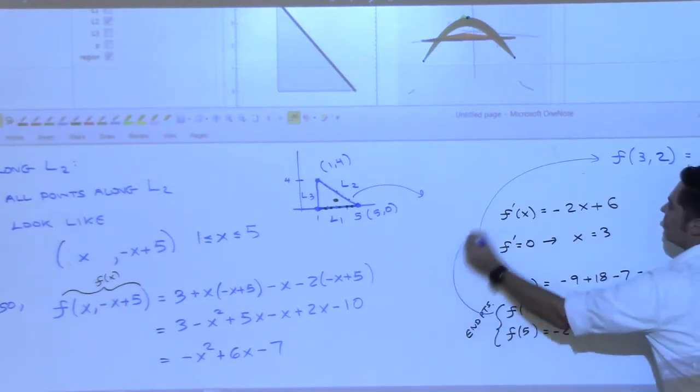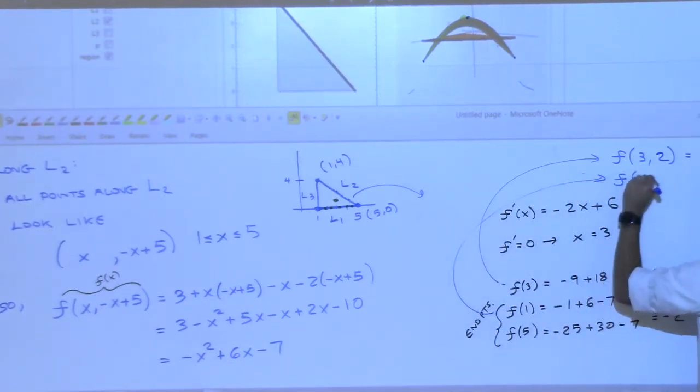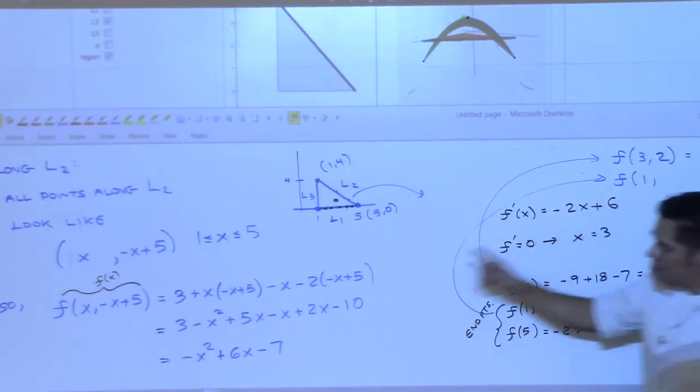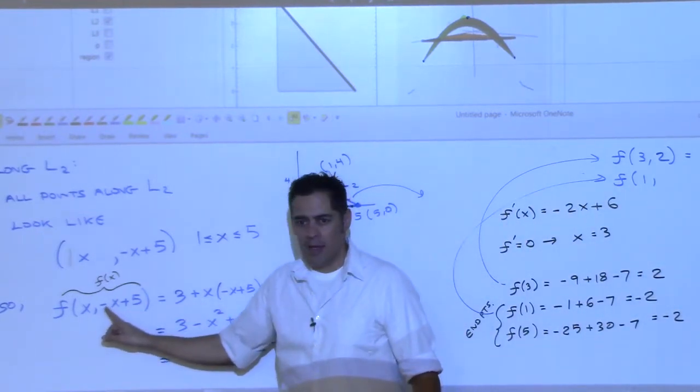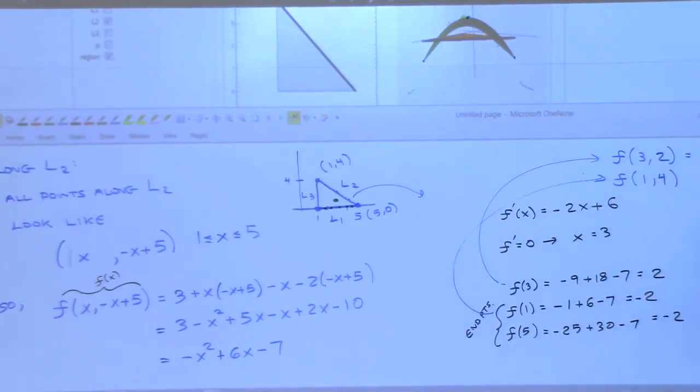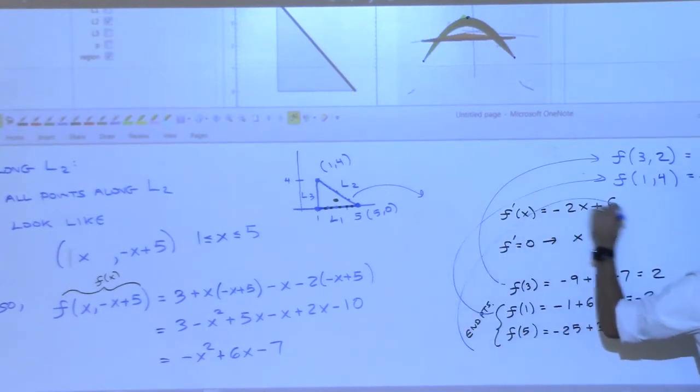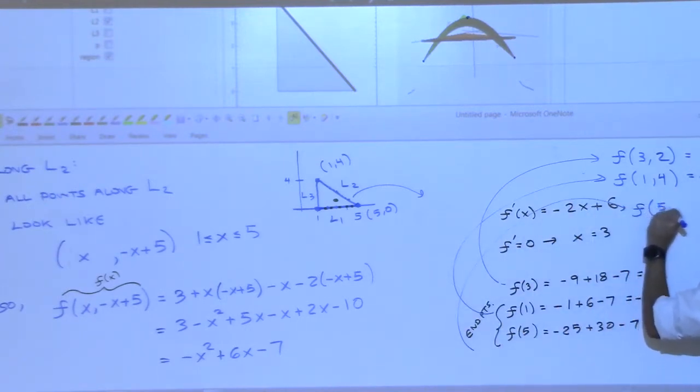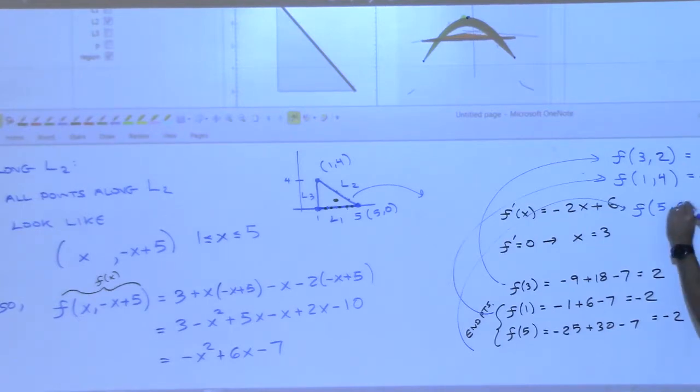This one tells us that when we were at 1, and then again, plug 1 into this, that's going to be negative 1 plus 5, that's 4. So when we're at 1, 4, what value do we get? Negative 2. And then this last one is when we are at 5, 0, right? We're at negative 2. Does that make sense, how I recovered these points?